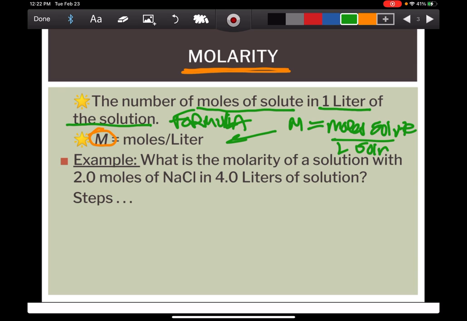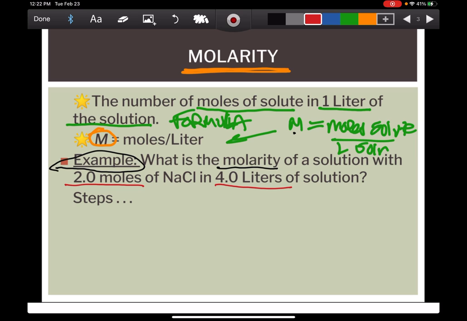All right, let's do an example problem here, and I want to show you so that you can see how to do these problems yourself. So here's our example. Let's read it through and then let's go ahead and calculate. What is the molarity? So I am looking for the big M, of a solution with 2 moles. Now this is a given. I want to keep track of that. That's a given, and this is a given: 2 moles of NaCl in 4 liters of solution.